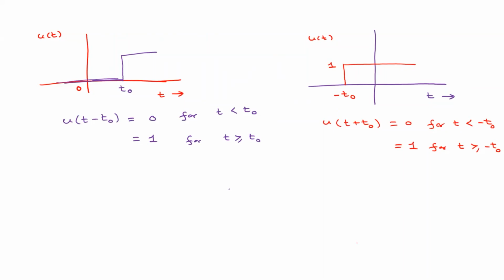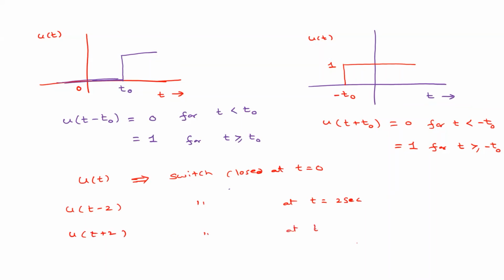Okay, so let us conclude this. If u of t is there, that means the switch is closed at t equal to 0. If u of t minus 2, for example, is there, the switch is closed at t equal to 2 seconds. If u of 2 plus t is there, the switch is closed at t equal to minus 2 seconds. That is its meaning. Understood?